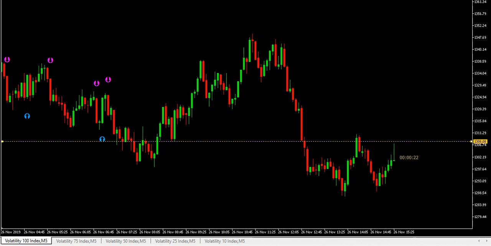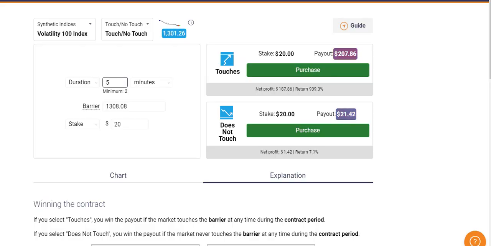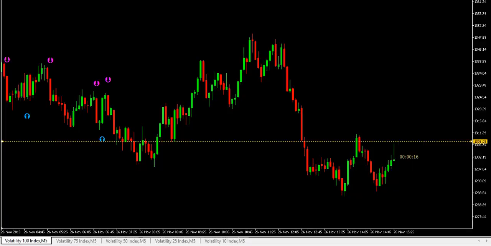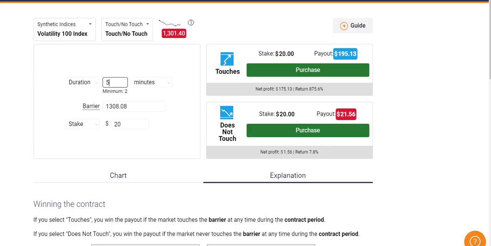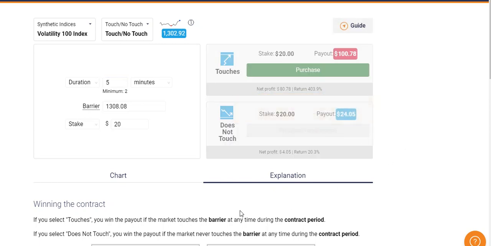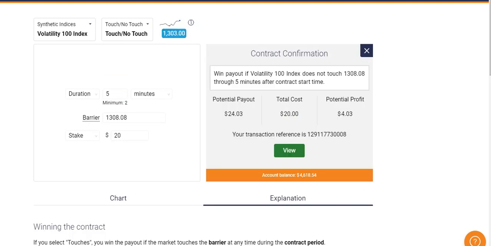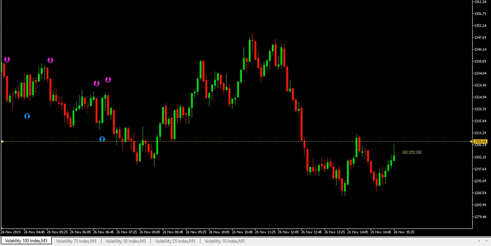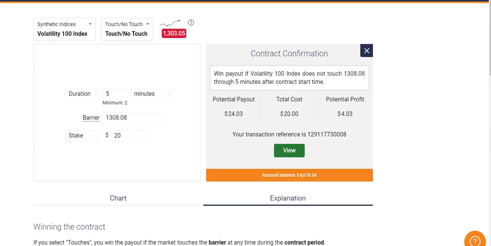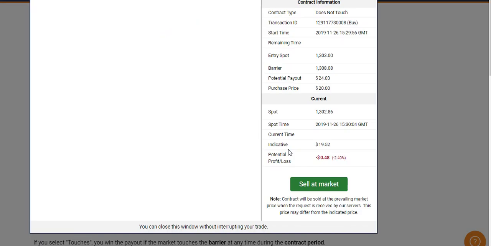Okay, let's see. We have a few seconds to go. I'm timing this because I want it to be at least 20% before I enter. Remember, does not touch is what I'm calling no touch. Look at that. Yes, very good. I got it at 20%. That is the option I was trying to demonstrate, and you can open it to see what's happening.